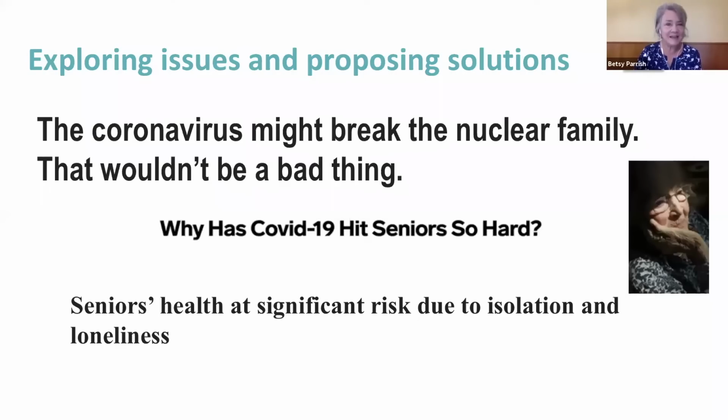These are headlines that I found. The coronavirus might break the nuclear family. That wouldn't be a bad thing. The idea being, wouldn't it be great if families lived closer together? Why has COVID-19 hit seniors so hard? That was another headline I found. And then, seniors' health at risk due to isolation and loneliness. So I found these 3 different articles, and we'll just start like you typically do, with the headlines, and have the students make some guesses, some predictions about what each of those articles might tell us. Then they're going to get into breakout rooms for the next task.